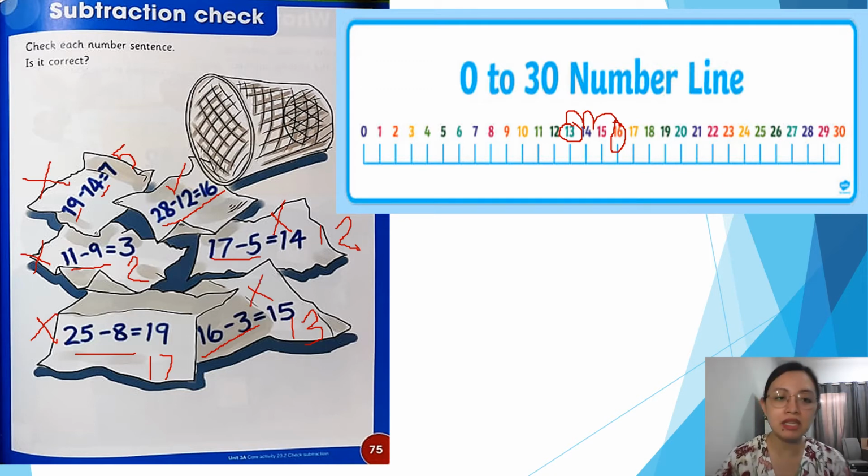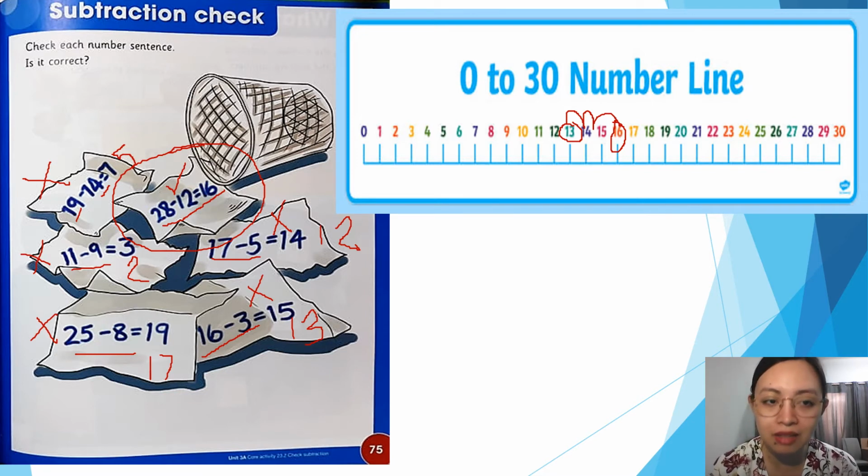Okay, so it means that among the 6 number sentences, only this one is correct. So, did you understand, kids, how to check subtractions using the number line? Okay, so now let's continue.